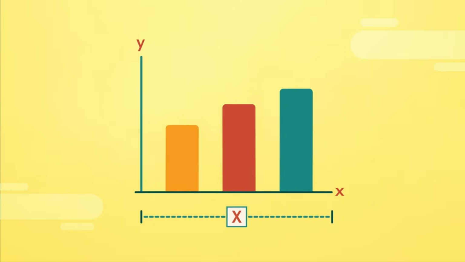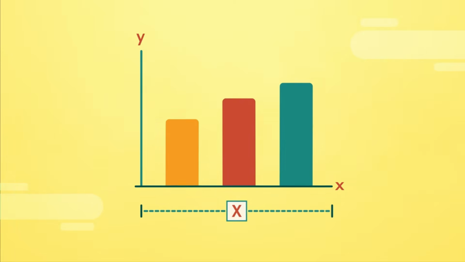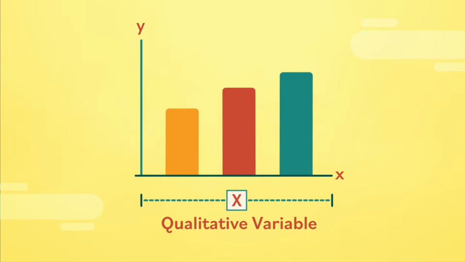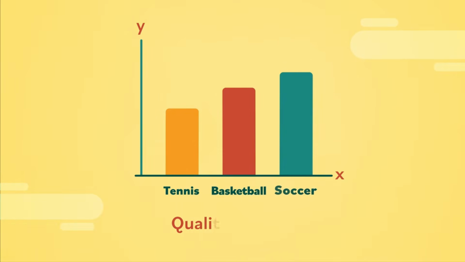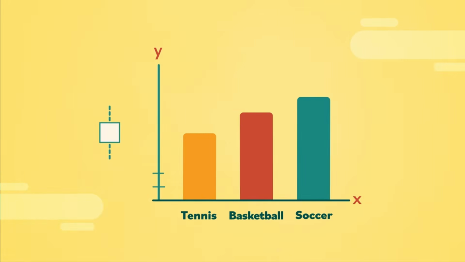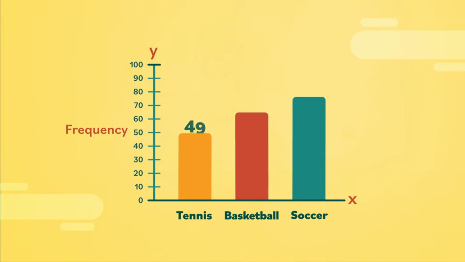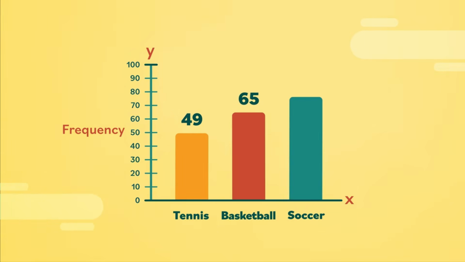The horizontal axis is called the x-axis, which represents a type of variable that's oftentimes qualitative. Remember, qualitative variables are categories that can only be expressed in words. Then there's the vertical or y-axis, representing values that determine the height of each bar. The numbers on the y-axis reflect frequency, or the number of times something occurs. For example, this bar chart shows that more students play soccer than tennis or basketball.